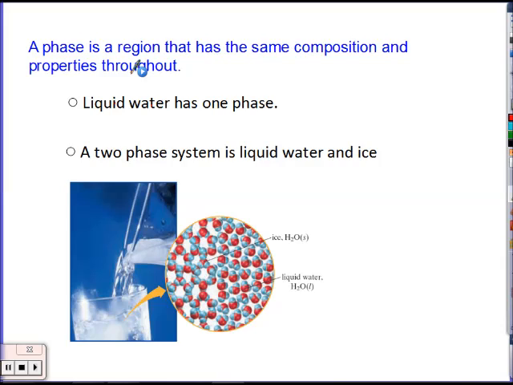And if you look at this picture, you see the ice cubes in here. Well, here's your ice cubes. They have a little bit different structure the way they're set up. So this is your ice. Your liquid water, they can flow past each other, a little tighter packed. So I see two phases, two distinct phases and regions.